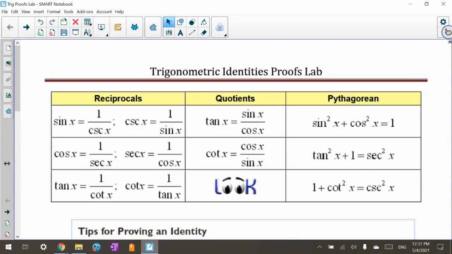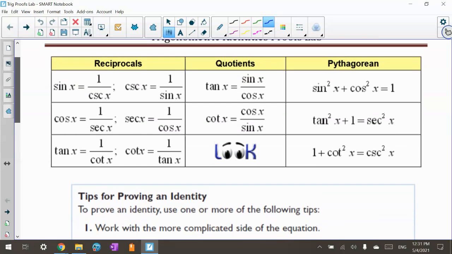Right, this video is for my pre-calculus class. This lab is to do trig identity proofs, and I'm not going to lie, it's my favorite. I love doing these.